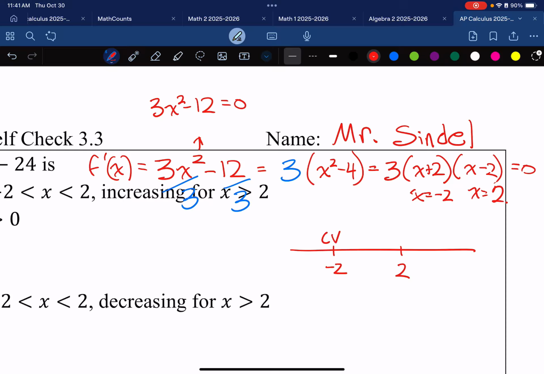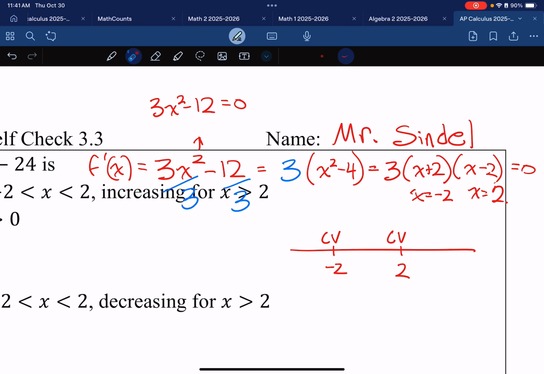Those are both critical values because we're setting our f prime equal to 0. That is a definition of a critical value, at least half of the definition of the critical value. The other half of the definition is where f prime does not exist. We don't have a denominator, so that's not possible for this problem. Anyway, let's go ahead and find where we're positive and negative.